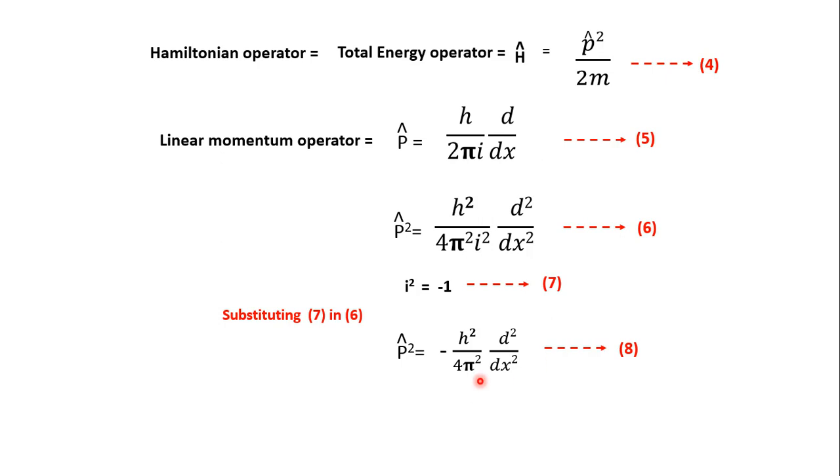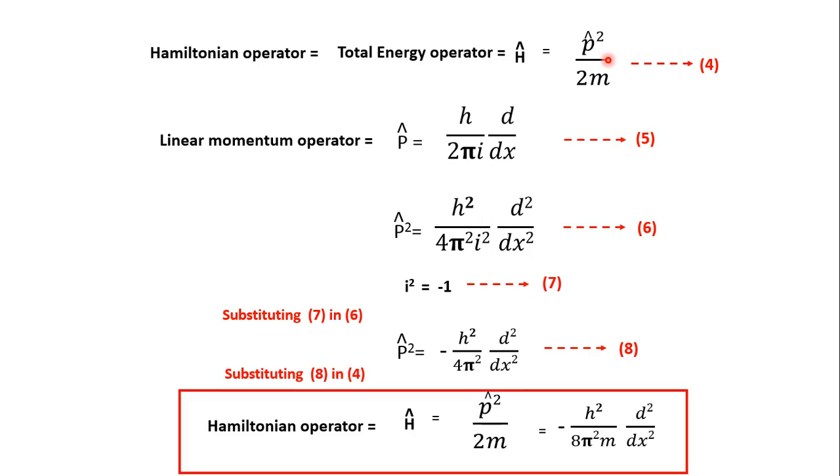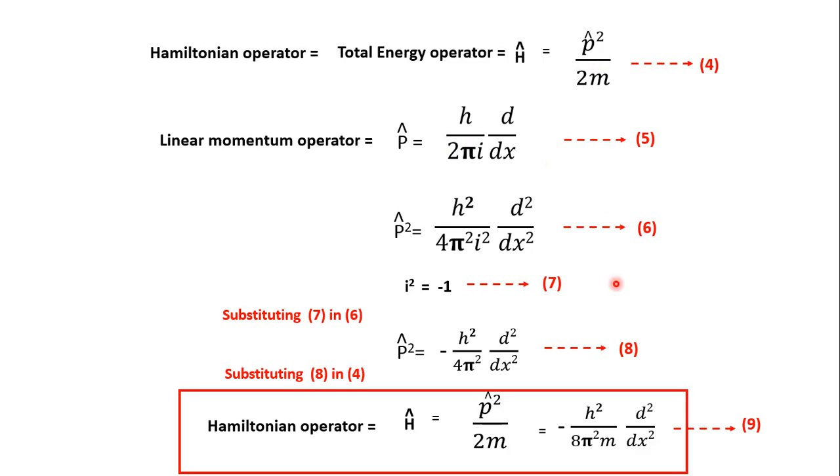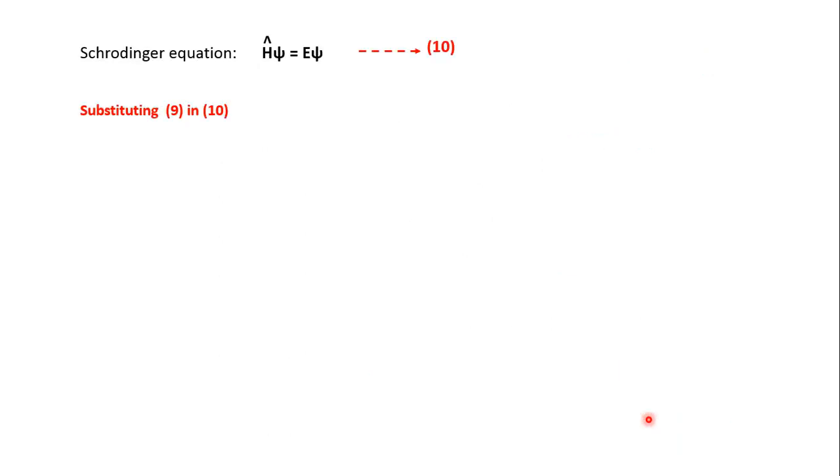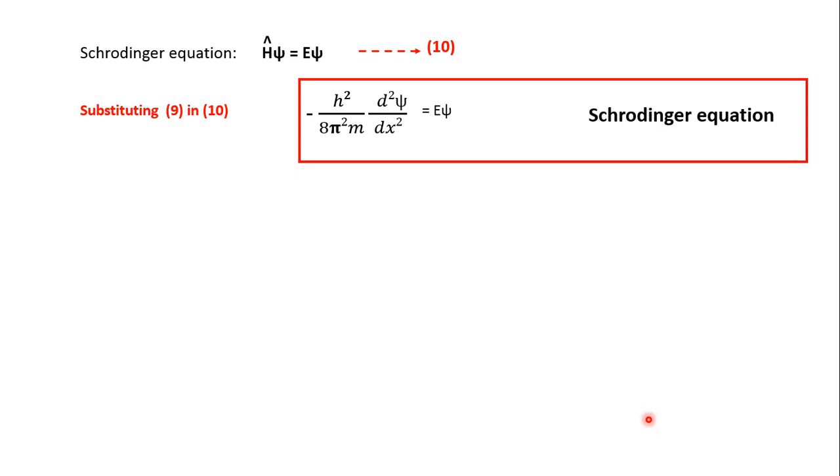Substitute equation 8 in equation 4 and we'll get the Hamiltonian operator H equal to minus h square by 8 pi square m d square by dx square, which is the Hamiltonian operator for a particle in a box in one dimension. Now we'll move on to the Schrodinger equation, which is H psi equal to E psi. Substitute the Hamiltonian operator given by equation 9, that is minus h square by 8 pi square m d square by dx square, and we get minus h square by 8 pi square m d square psi by dx square equal to E psi.